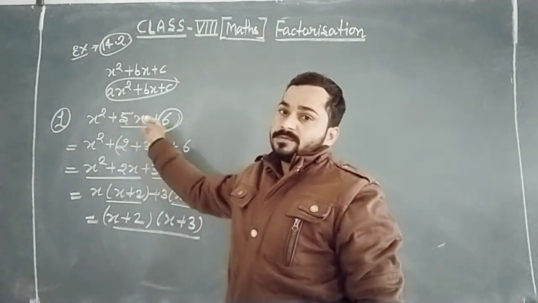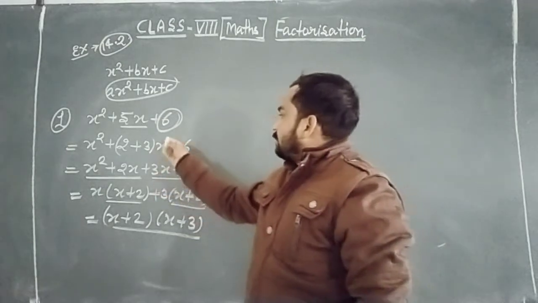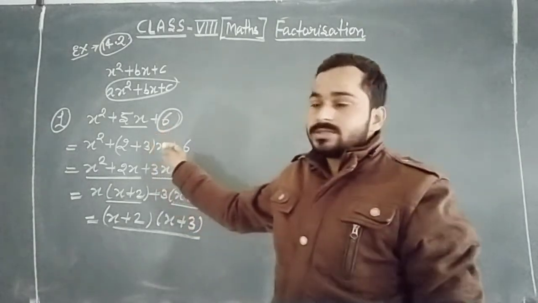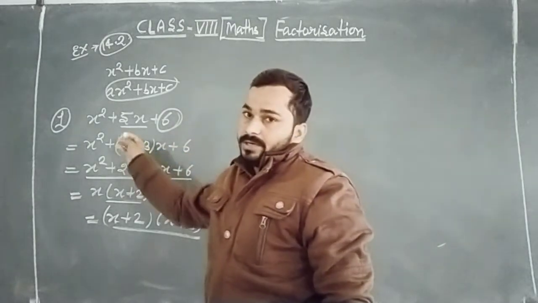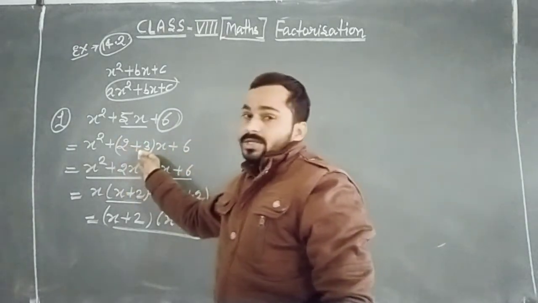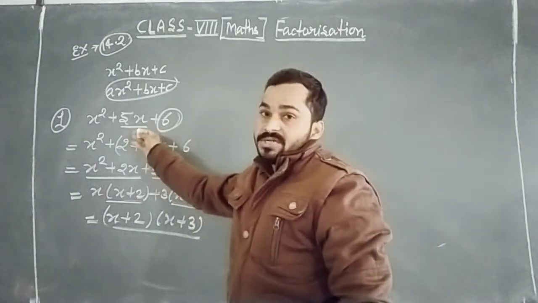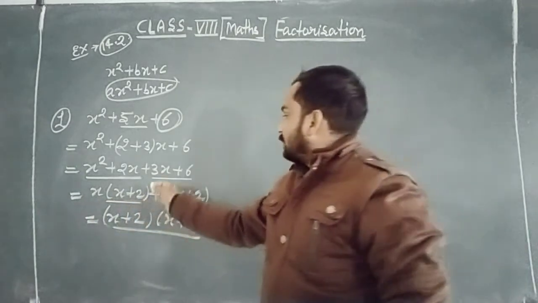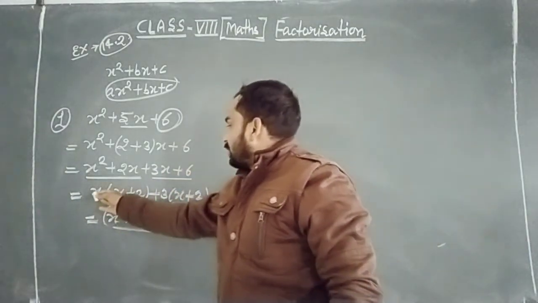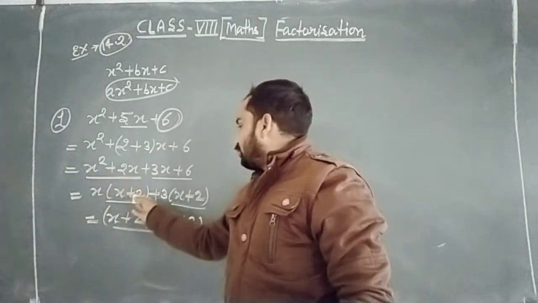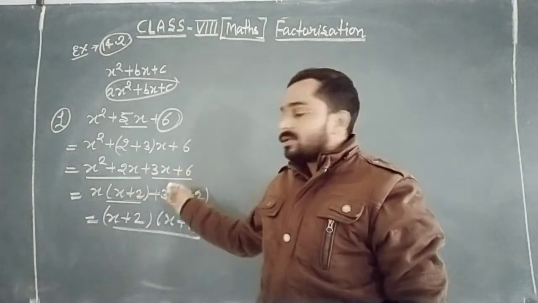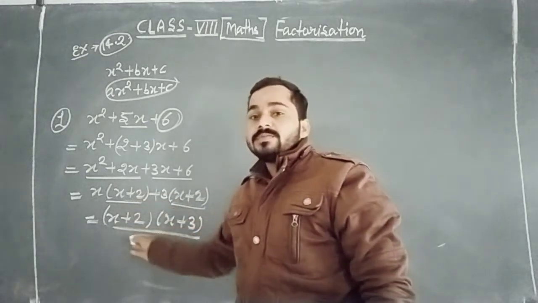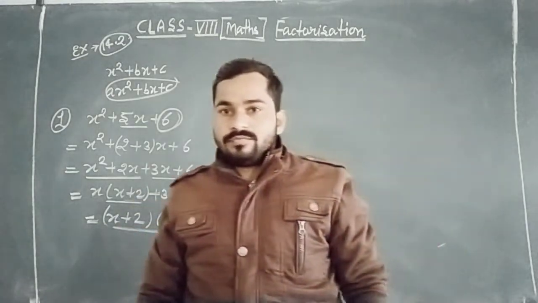X square plus 5x plus 6. First we have to factorize the constant term, that is 6. So 2 times 3 is 6, and 2 plus 3 is 5. So write 2 plus 3 in the place of 5. Then multiply by x, so 2x plus 3x plus 6. So x is common in the first two terms, so x plus 2, and 3 is common in the last two terms, x plus 2. Then x plus 2 is common, so x plus 2 and x plus 3. So this type we have to factorize.